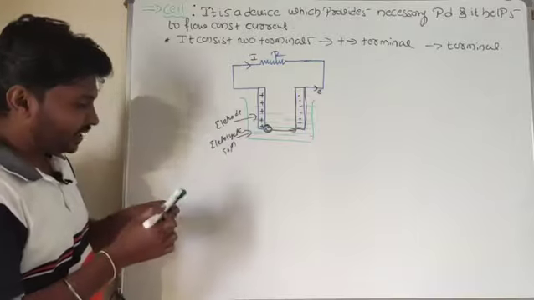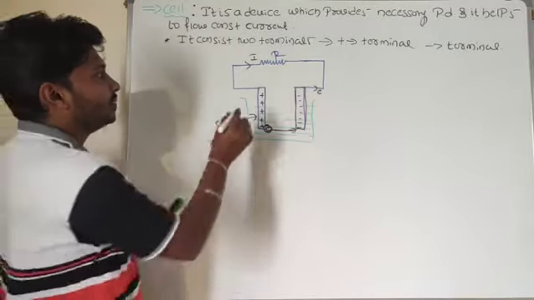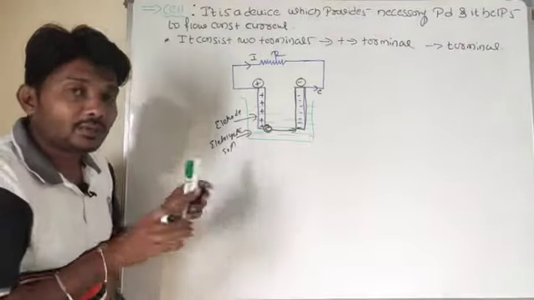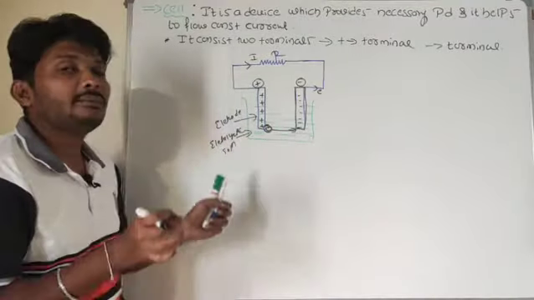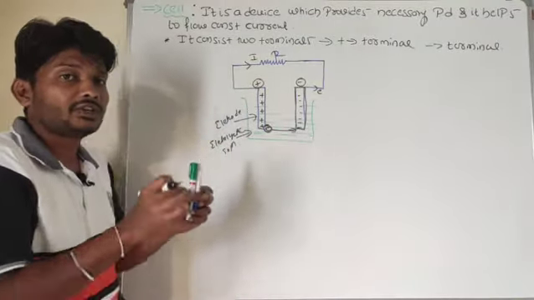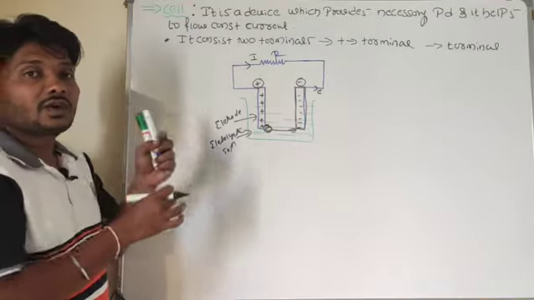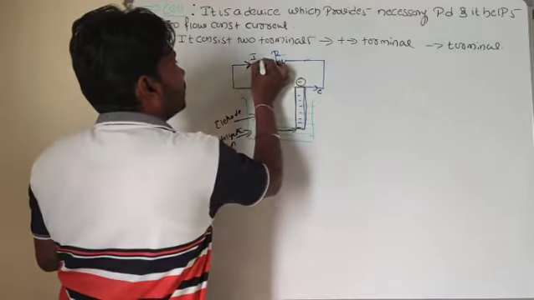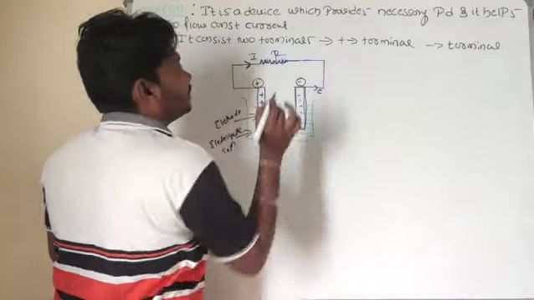In the case of a cell, I said one is the positive terminal and another one is the negative terminal. There exists a potential difference between these two points because of the difference in potential. So then what happens here? You are getting current in the circuit. The current will flow through the external resistance.